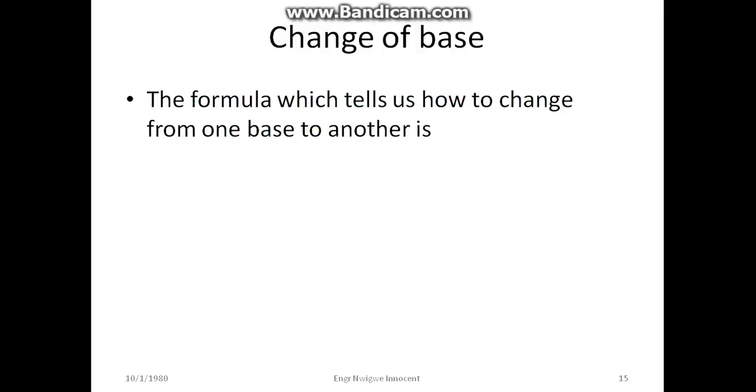Change of base. The formula which tells us how to change from one base to another is: log x to the base b is equal to log x to the base a over log b to the base a.